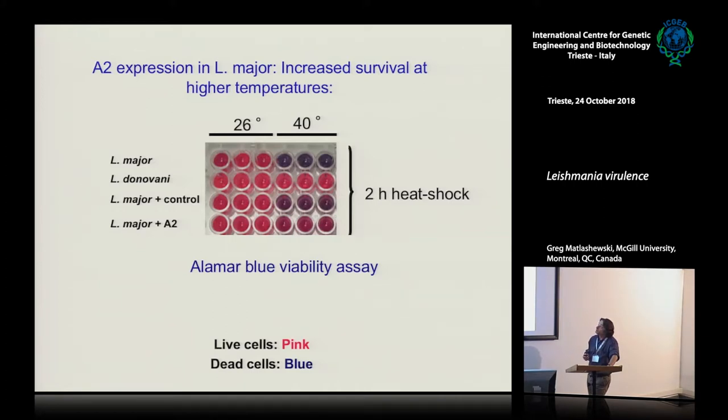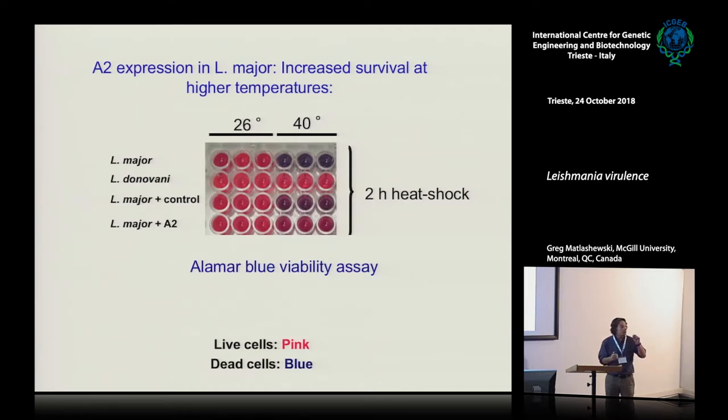So what else do we know about A2? Well, this is an interesting experiment. This looks at survival of the cells in culture, Alamar blue. If you have a red culture, it means the parasites are alive. If it's blue, it means the parasites are dead. So if you take L major and you culture them at 26 degrees, you see it's red, so they're alive. But if you put them at 40 degrees for 2 hours, they all die. And if you do the same experiment with Leishmania donovani, which is a visceral parasite, when you switch them for 2 hours at 40 degrees, they're all alive.